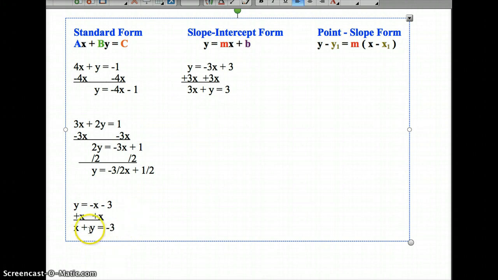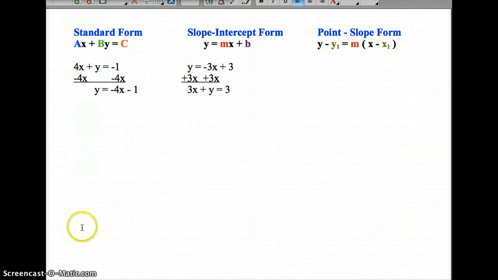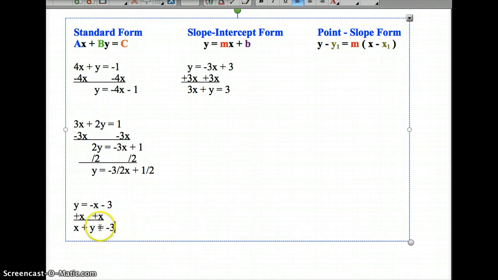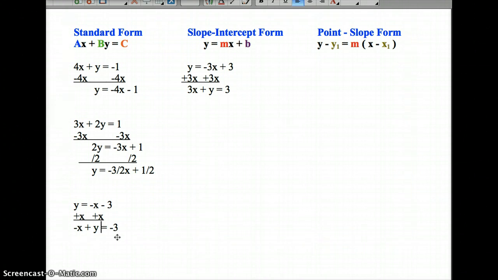So I'm now back into standard form, where x and y's are on the left side and my constants are on the right side. We know that x has to be positive, and it is in this case, so that's a good thing. If x had been negative, I would multiply everything through by negative 1. Basically, what that means is I would change everything to the opposite.